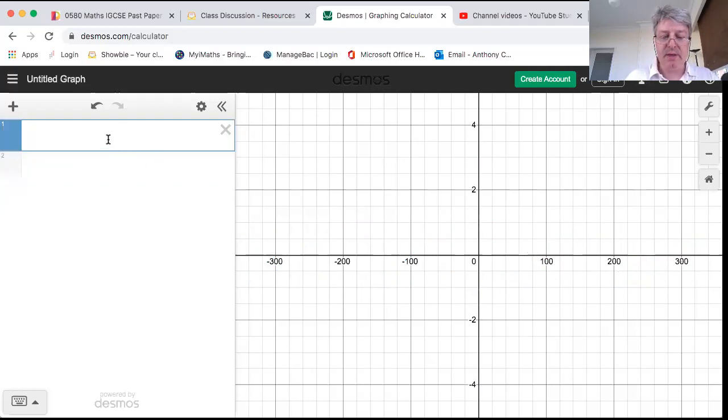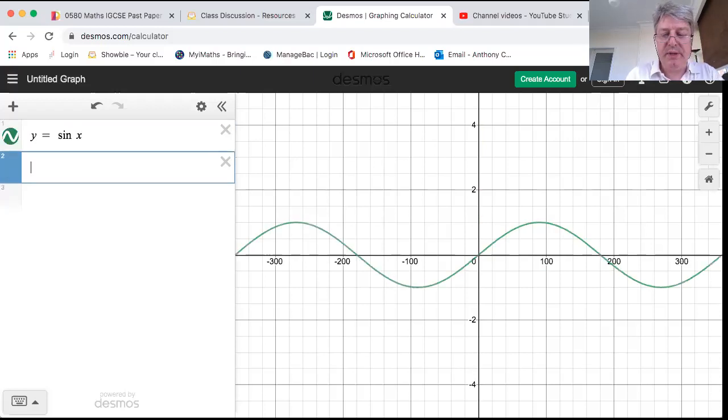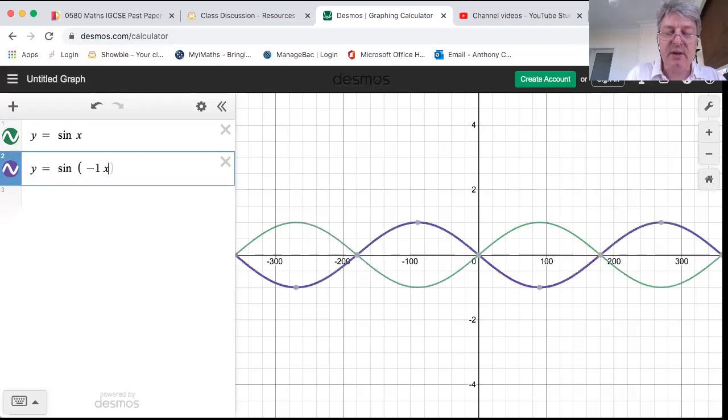Now, cancel those. Let's try and think about a reflection in the y-axis. So there's y equals sine x. Let's do another curve. And on this occasion, what we need to do here is not multiply by something in front of the sine, but actually multiply by something inside the angle. And there you go. You can see that that minus that we've done there means that it's going to be a reflection in the y-axis.